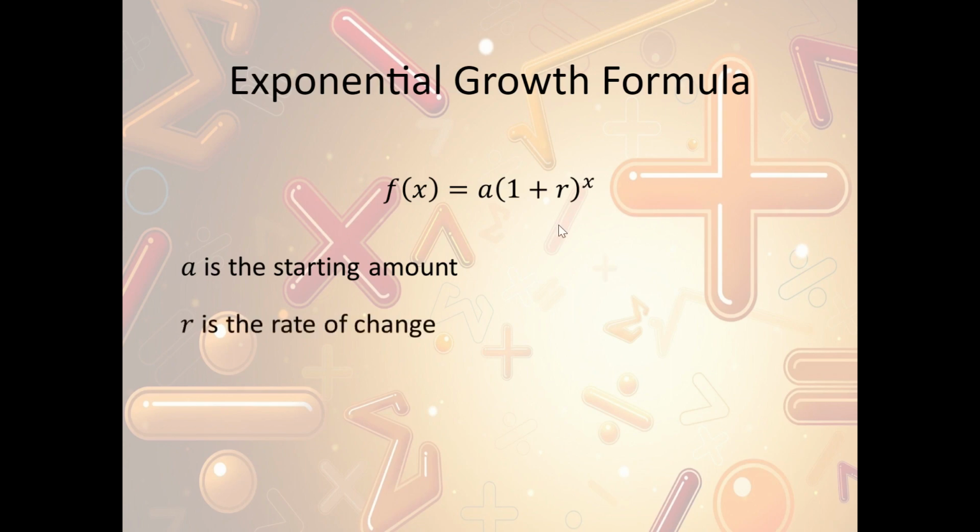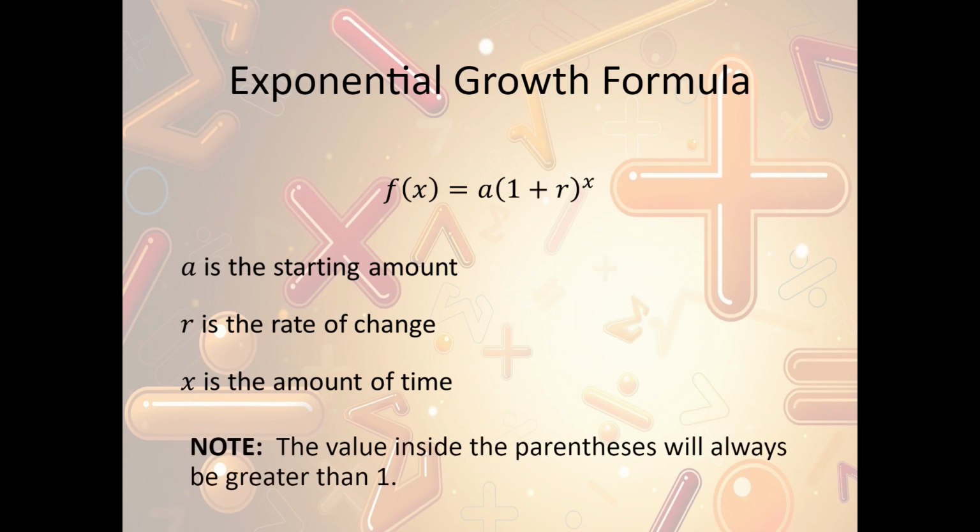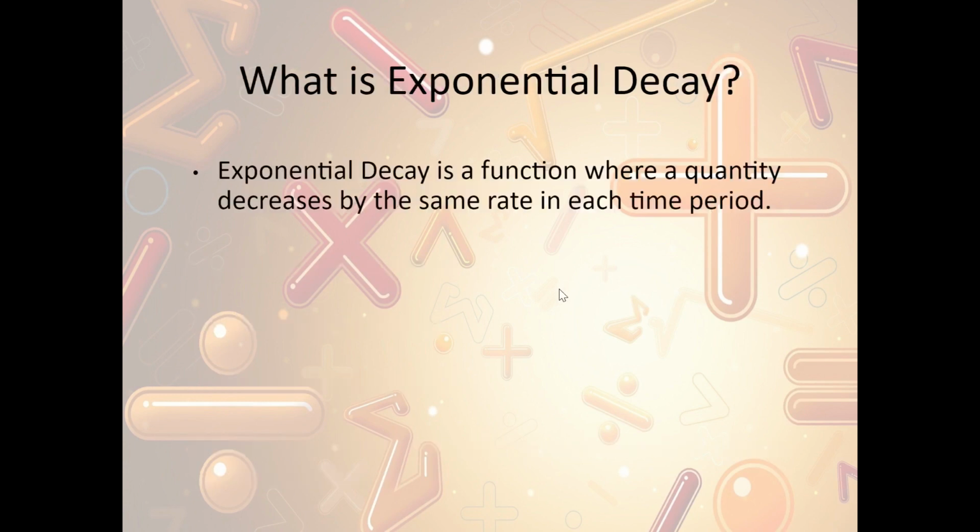R is the rate of change, meaning how much interest are we gaining. X is the amount of time. So let's say it goes monthly and we're doing it over 12 months. 12 months would be my X. Now notice the value inside the parentheses will always be greater than 1 with exponential growth because I'm adding 1 plus some number. It doesn't matter what number that is, it won't be negative, so we know it'll always be greater than 1. So let's look at exponential decay now.